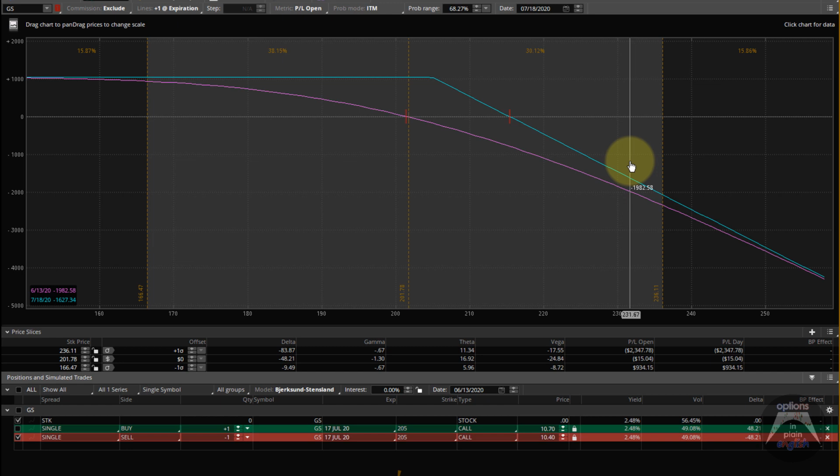The other ones, the second order Greeks and the third order Greeks, are important to understand, but they're not critical. These ones are critical. It's important for you to understand what theta is, and how it's going to affect you if you buy options, and how you can take advantage of it if you sell options.